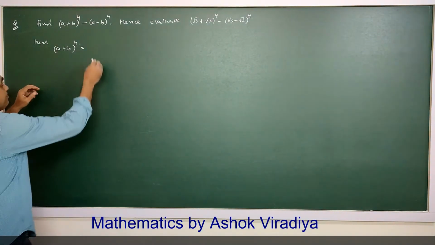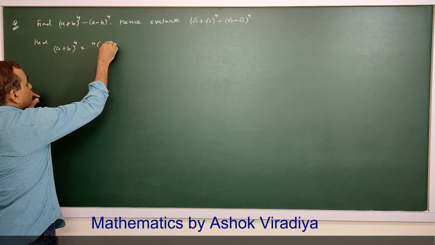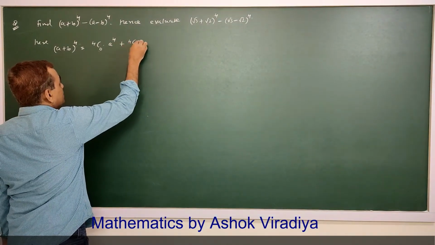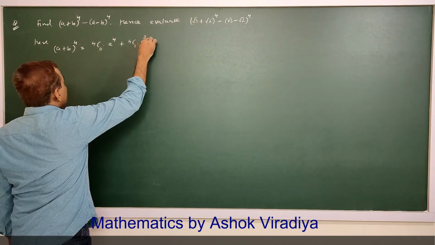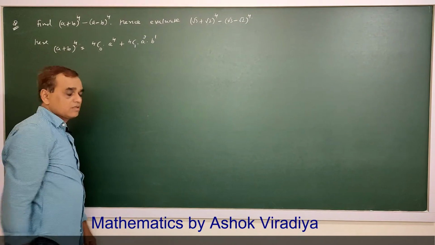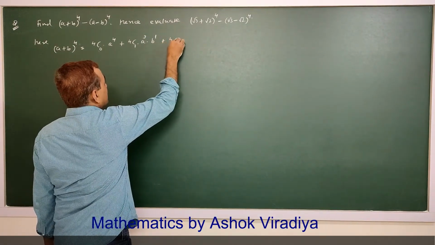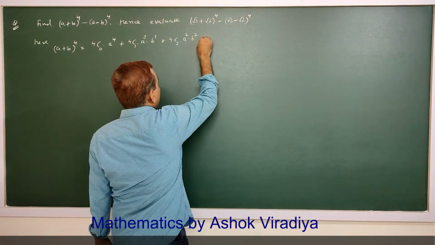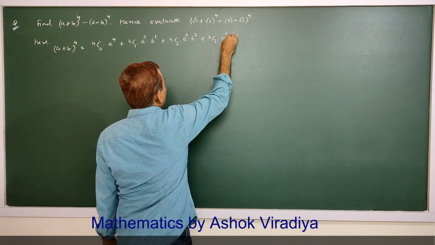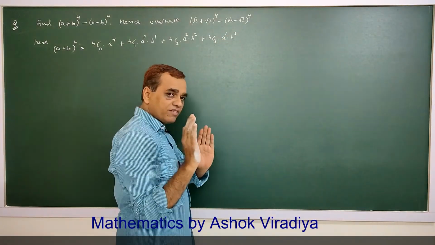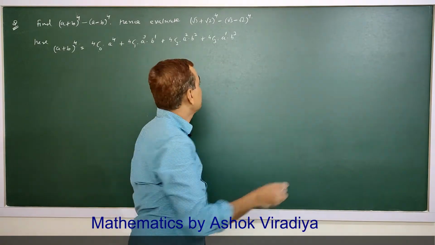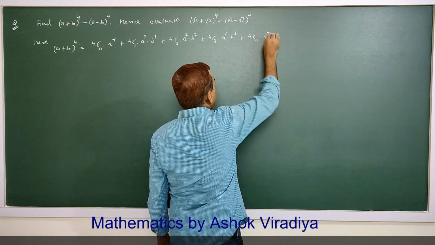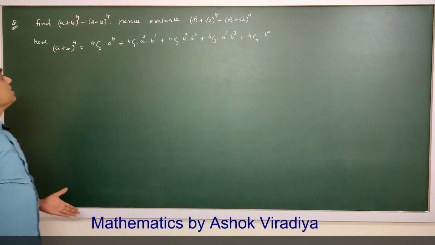Using the binomial theorem, this is 4c0 a raised to 4 plus 4c1, where the power of a is decreasing and the power of b is increasing, plus 4c2 a square b square plus 4c3 a raised to 1 b cube. The power of a is decreasing and b is increasing, and at last the power of a will be 0 and b raised to n. So it is (a plus b) raised to 4.